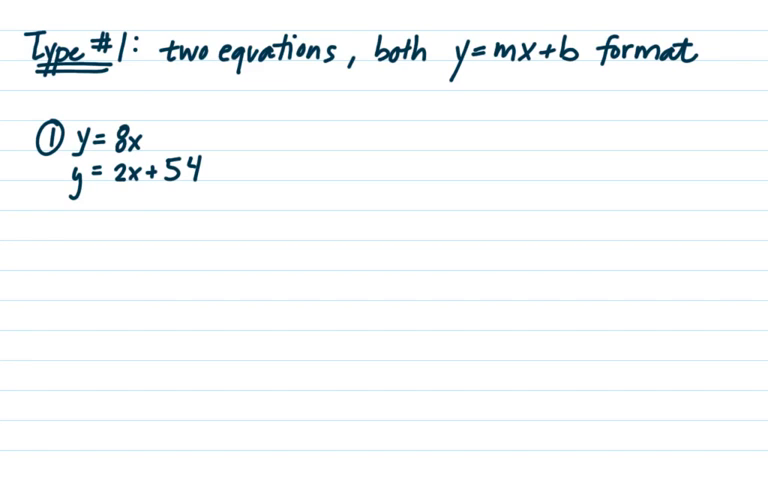Now, the first type is the easiest, which I'm going to give you. This is when they both have y equals something, y equals something. So the easiest way to solve these is to say, well, if they both equal y, then that means they equal each other. So that means 8x is equal to 2x plus 54. And then it's just a simple algebra problem.